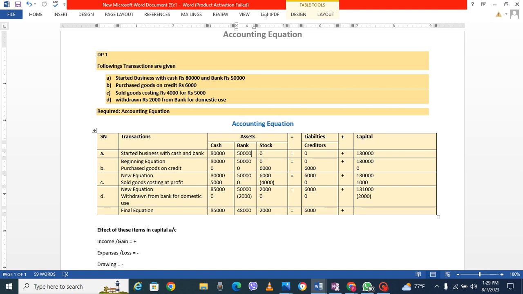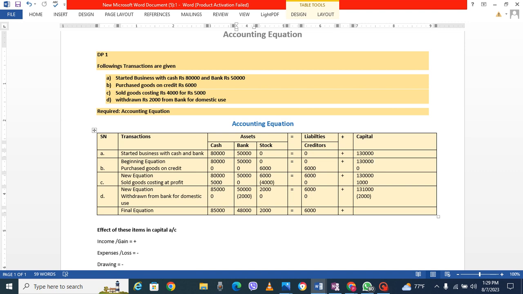So we'll have added here under the creditor heading 6,000 rupees. These transactions do not have any impact on capital, because to impact the capital, the item should be either income, gain, expense, loss, or drawing. But this transaction does not include any of these, so that's why there is 0 over the capital. So now this will be the new equation.